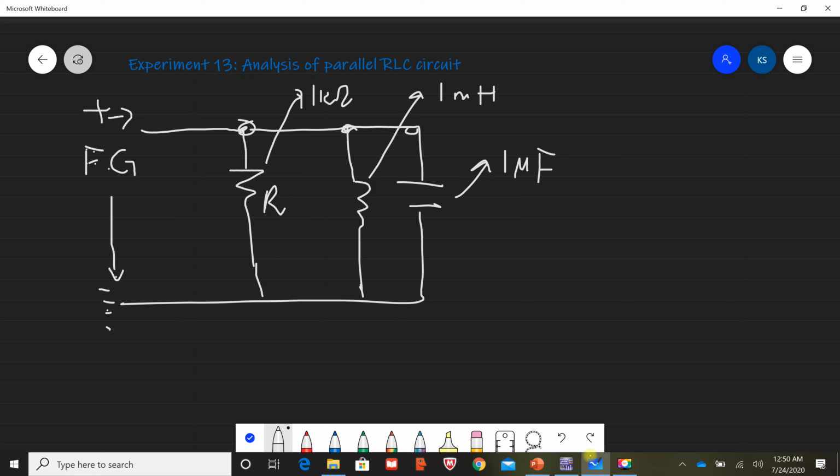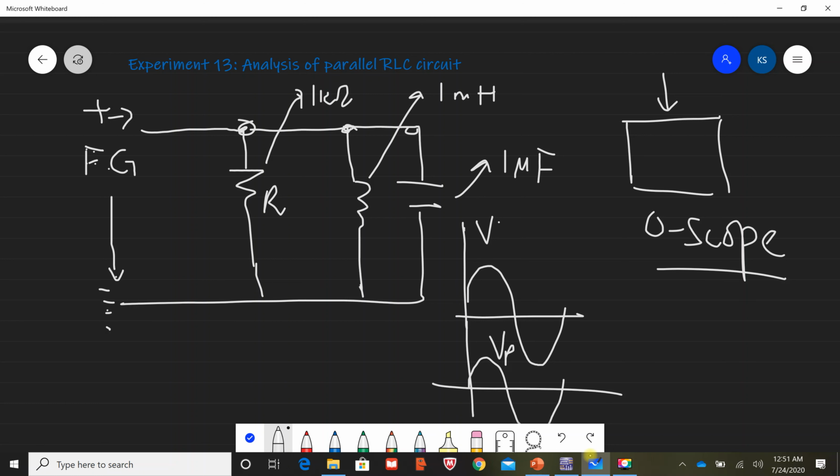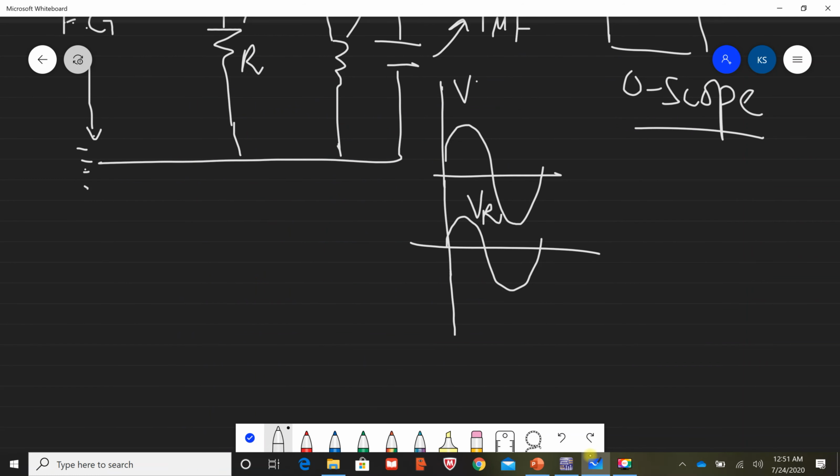It is up to you how you are going to find out the relationship between the input current waveform and the output current waveform, right? So you will require an oscilloscope, and this oscilloscope will tell you the relationship between the input voltage waveform, this is the input voltage waveform, right, and the output voltage waveforms across VR and VL.